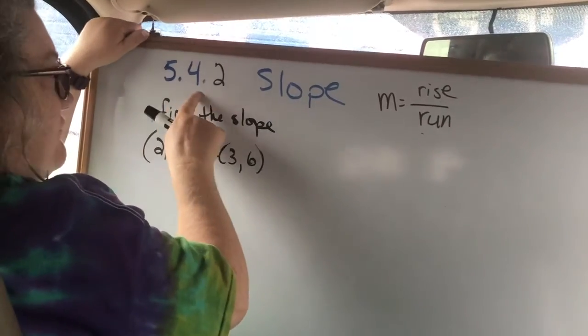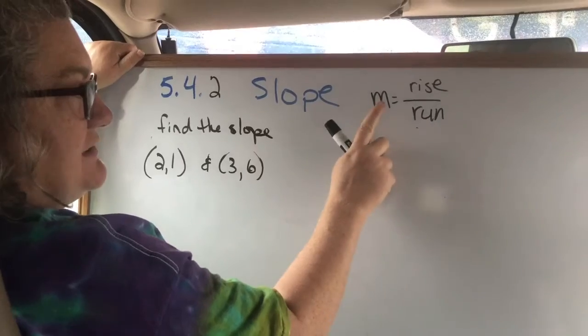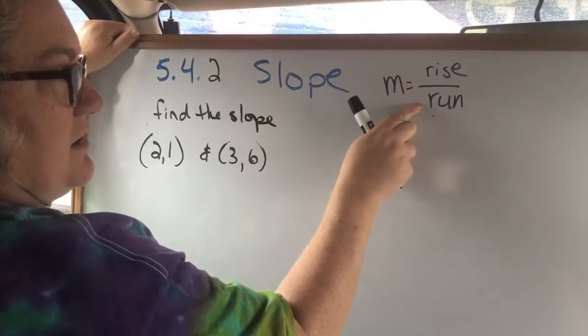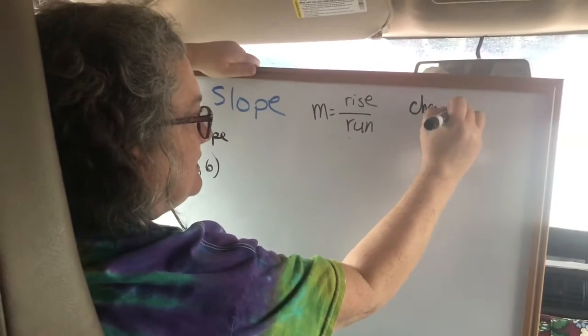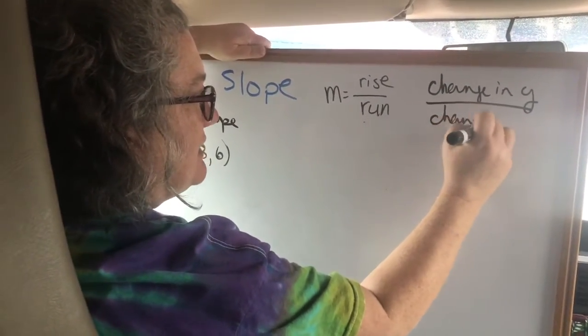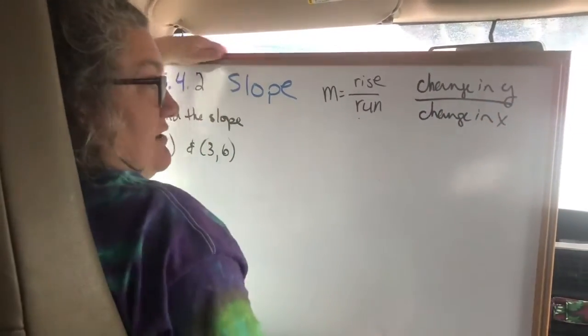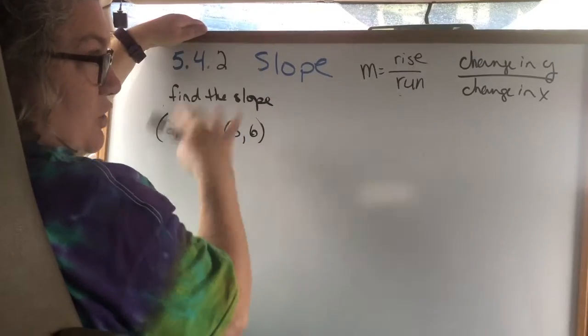We're here with 5.4.2 and we're still talking about slope. Remember in that last video we learned that slope is equal to the rise over the run, or what I said was called the change in y's over change in x. Now I don't know about you, but I don't want to always have to graph something and then count up and over and things.